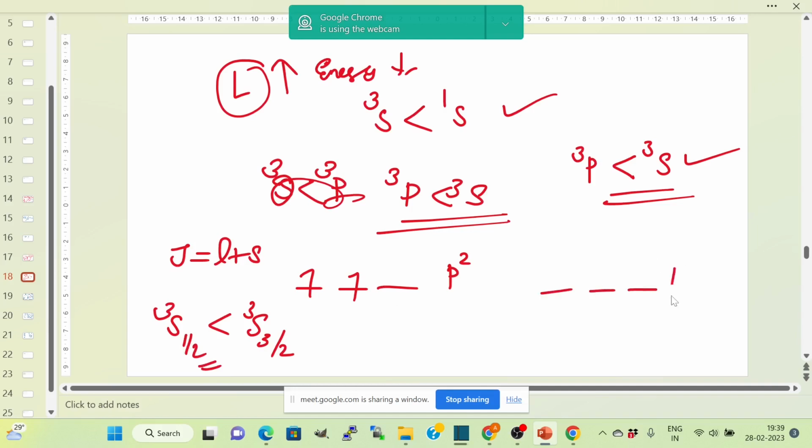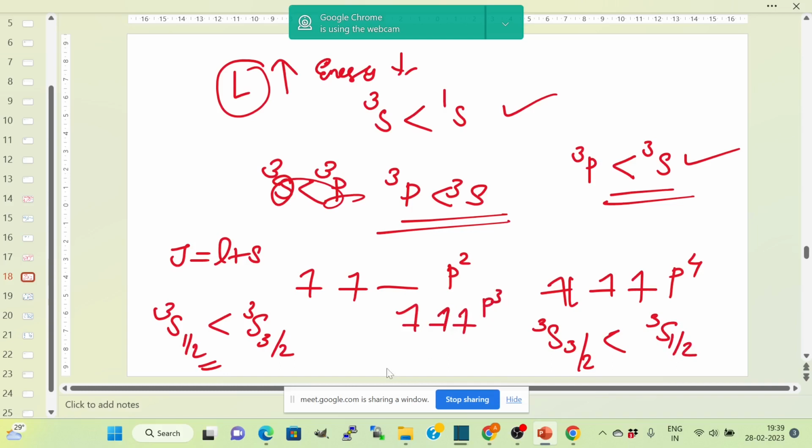But if it is like P4, more than half filled, in this case it is the opposite. The 3 by 2 will have lesser energy than 1 by 2. And what if it is P3, a half filled state? In this case, you'll have only one J value, so you don't have to compare. But whenever it is less than half filled, you will have multiple J values, and you will go for the lowest J value. And whenever it is more than half filled, you will go for the highest J value because this will be more stable in this scenario. So is this clear? Yes, ma'am.